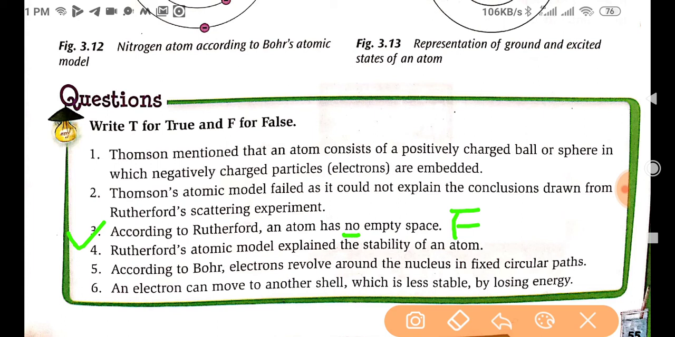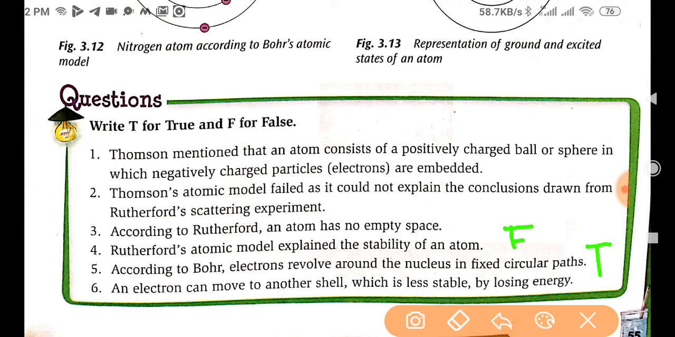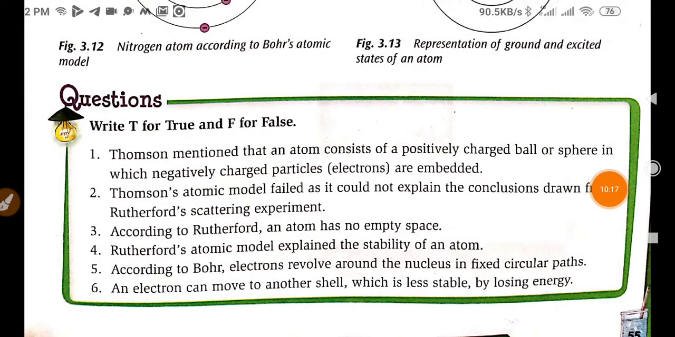Rutherford's atomic model explained the stability of an atom. It fails to explain the stability of atoms, so it is false. According to Bohr, electrons revolve around the nucleus in fixed circular paths. It is true. An electron can move to another shell which is less stable by losing energy. No, it is not by losing energy. It can become excited or go to the next shell by absorbing energy. So it is false.